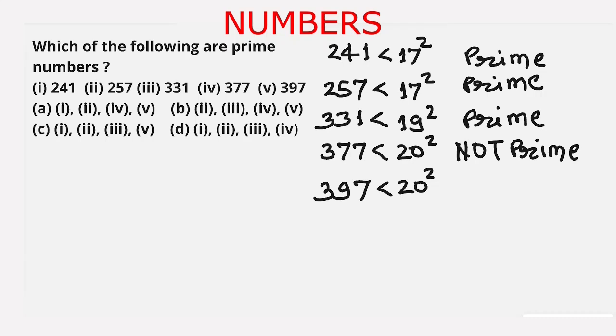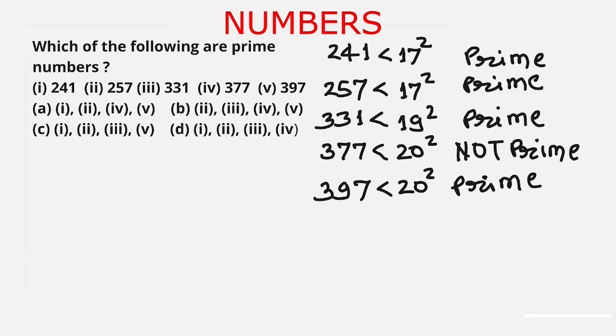Now we verify for 17. 17 times 2 is 34. 34 when subtracted from 39 gives us 5 and we carry 7. So it is 57 and 17 times 3 is 51. Balance is 6. So this is not divisible by 17. Now the only number left is 19. 19 times 2 is 38. Balance is 1. We carry 7. So 17 is not divisible by 19. So this is a prime number.